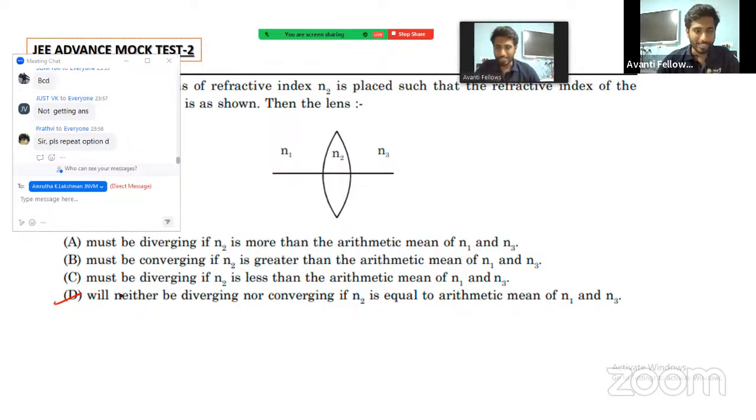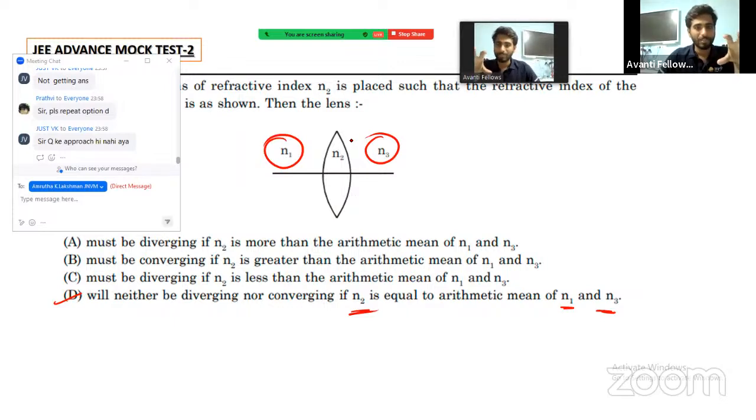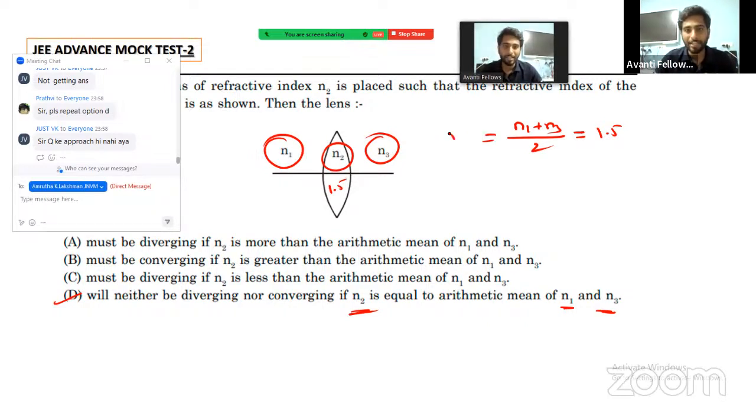Option D is saying that the lens will neither be diverging nor converging if n2 is equal to the arithmetic mean of n1 and n3. Suppose n1 and n3 have some values, the refractive indices of the surroundings. Adding both values, the arithmetic mean (n1 plus n3) by 2 becomes 1.5. Now the value of n2, this is also an equiconvex lens, is given as 1.5. So we can say n2 is equal to the arithmetic mean of n1 and n3.